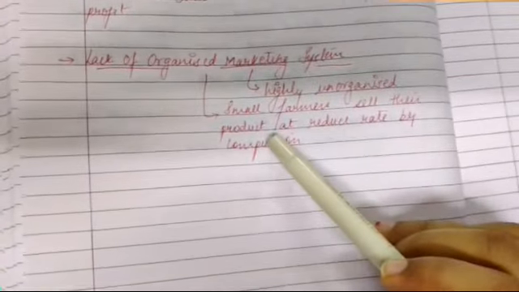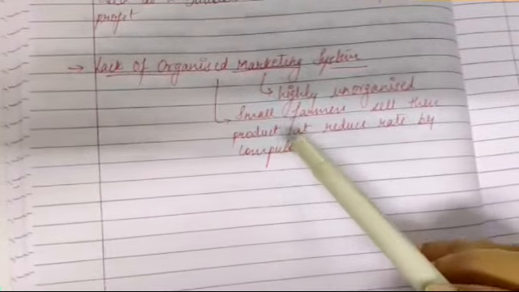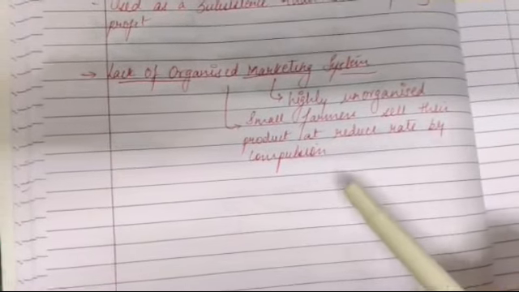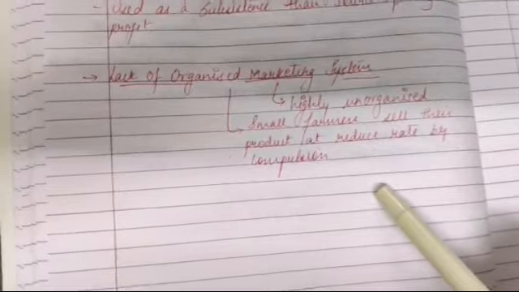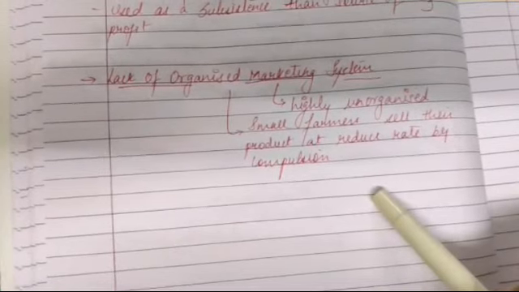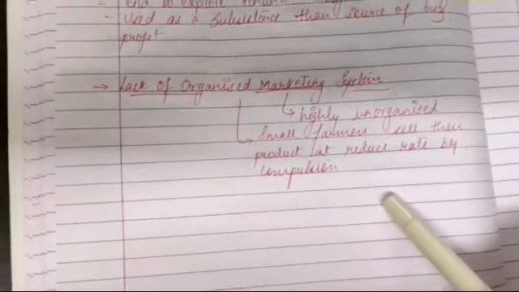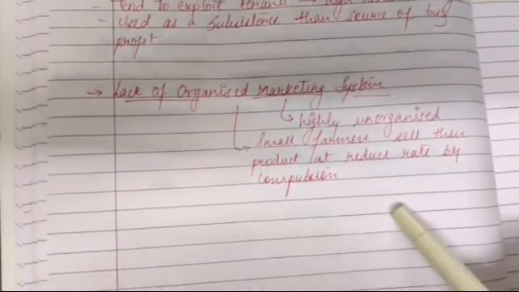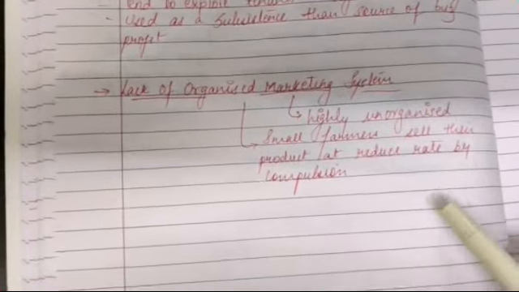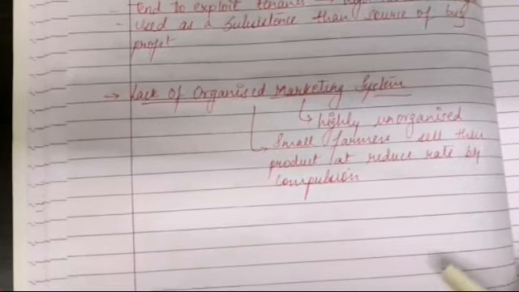Now, when I talk about lack of an organized marketing system, agricultural marketing is highly unorganized. A vast majority of the farmers still continue to sell their outputs in the local markets at reduced rates to the money lenders, in order to return the loans they have raised from these middlemen.